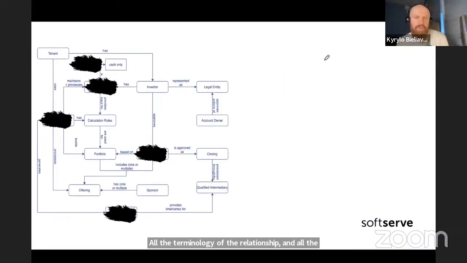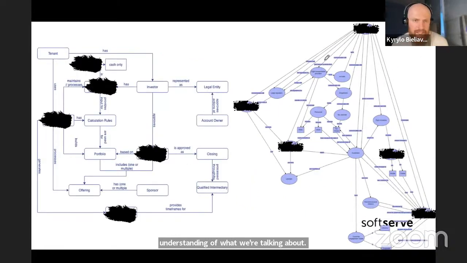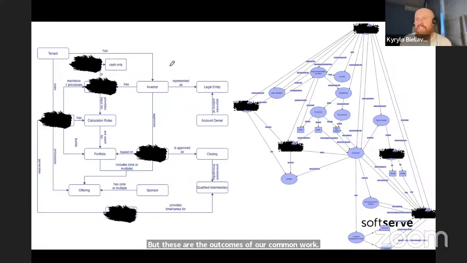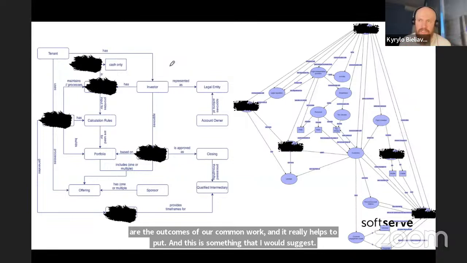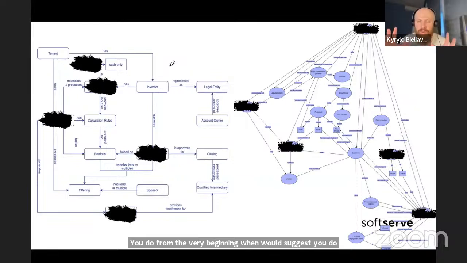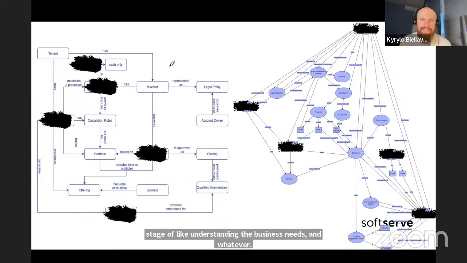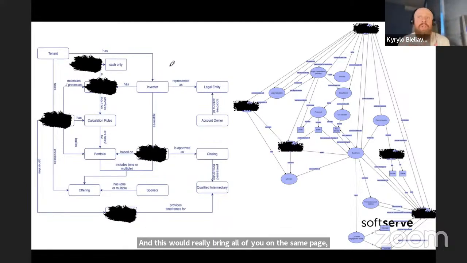So these are some examples from the real projects, where I took out some sensitive information, but these are the outcomes of our common work. And it really helps, and this is something that I would suggest you do from the very beginning, when you're at the stage of understanding the business needs. And this would really bring all of you onto the same page and give you a really clear understanding and tools for how to operate and what questions to ask, what terminology to use, in what relations, etc.